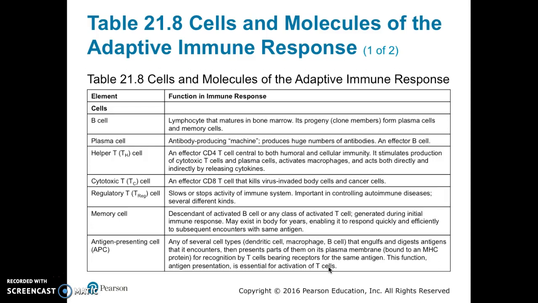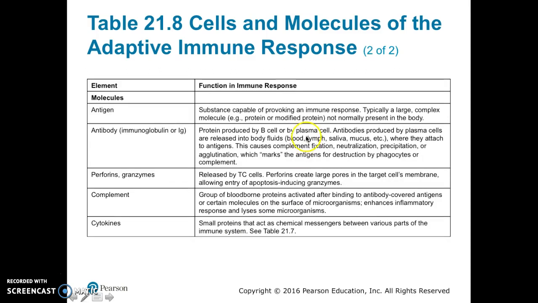Table 21.8 is a good chart outlining the players in the adaptive response. So we see B cells, plasma cells, T helper, cytotoxic T, regulatory, memory, and antigen presenting cell. This is a great way to organize it in your brain. It also goes through antigens, antibody, perforin, granzymes, complement, and cytokines.